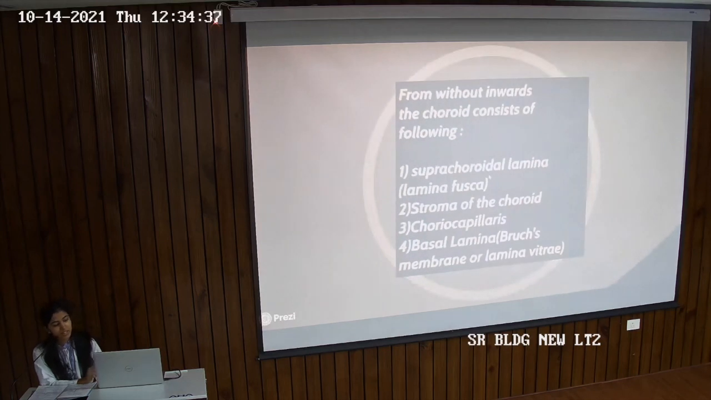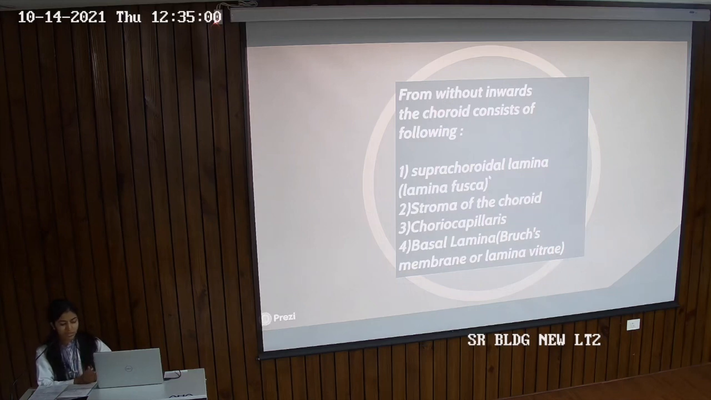Then we'll talk about the layers of the choroid. There are mainly three layers of choroid: suprachoroidal lamina, the stroma of the choroid, and the basal lamina. The suprachoroidal lamina is also known as lamina fusca. It is the outermost layer, lying next to the sclera.